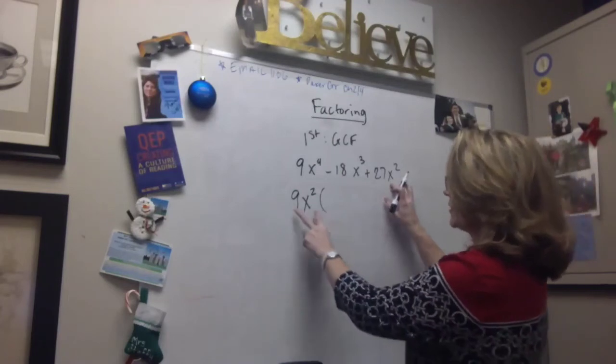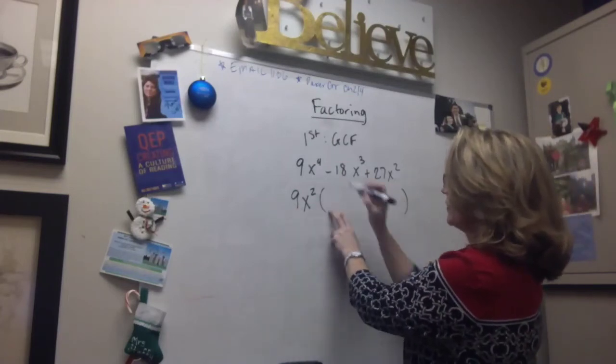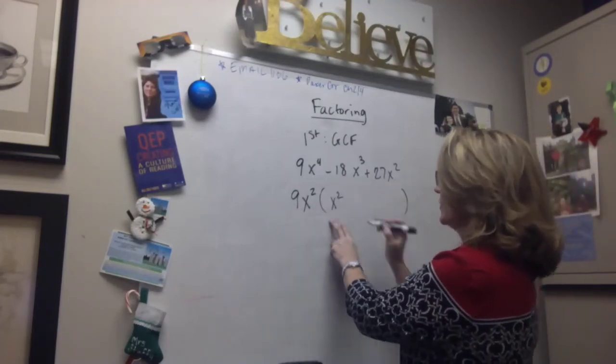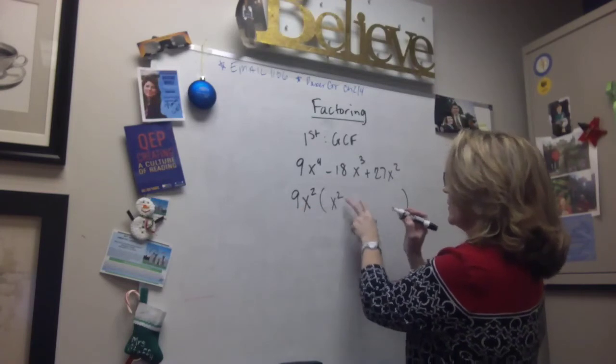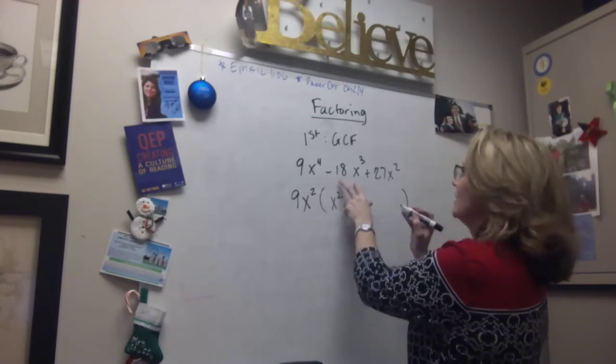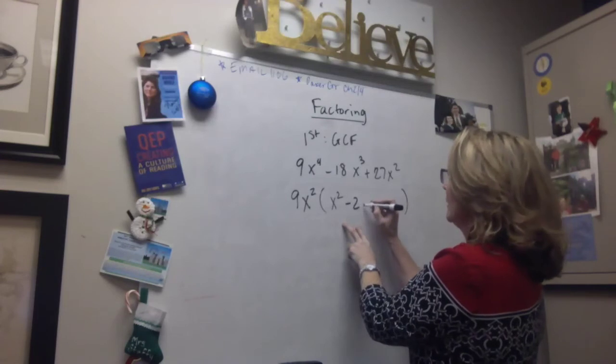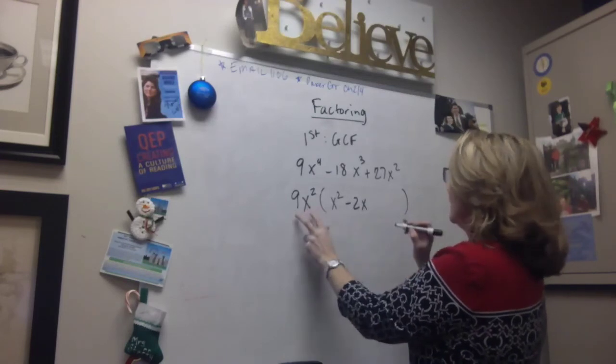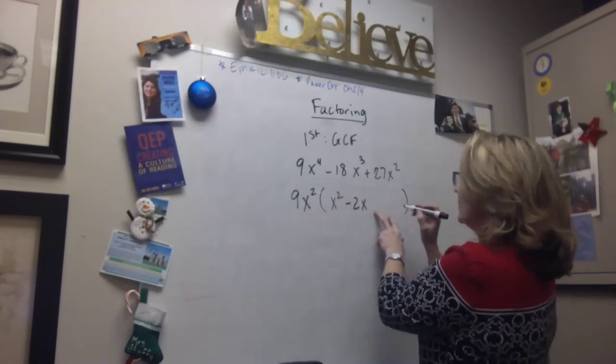But still ask, 9x squared times what here will get me 9x to the 4th? Well, that's x squared. 9x squared times what here gets me negative 18x cubed, and of course that's going to be a negative 2x. And then 9x squared times what here?